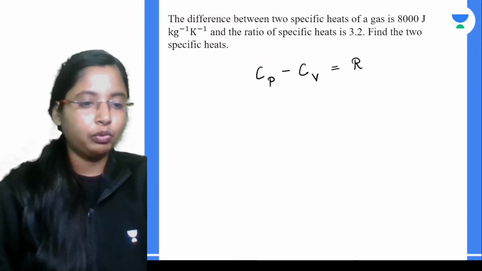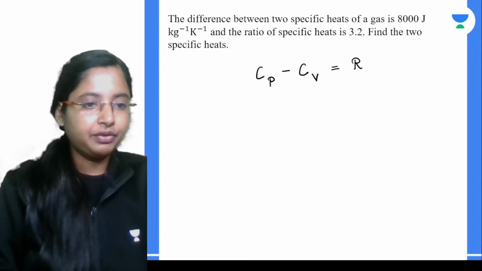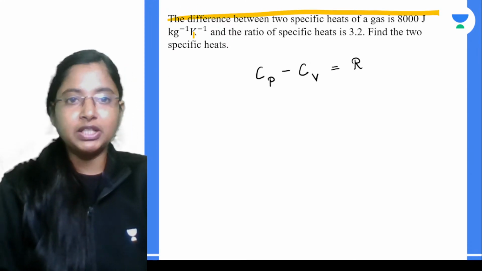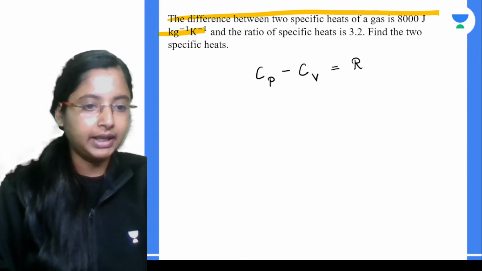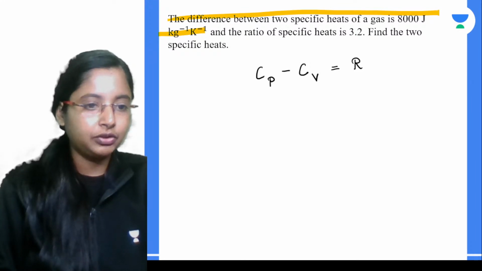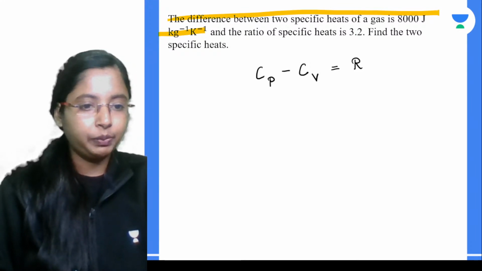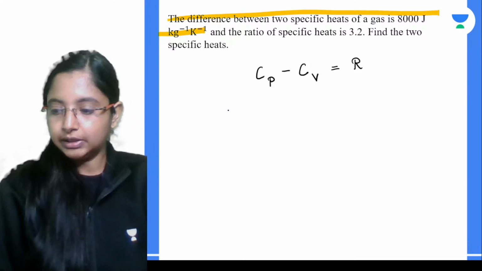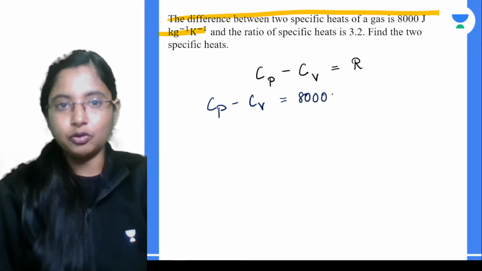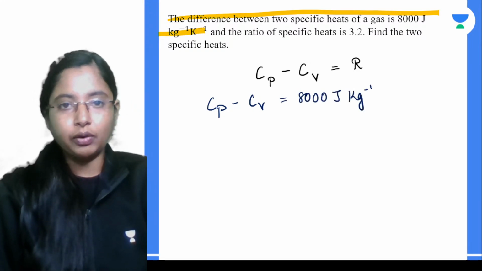They have given, let's write what they have given. What is the first term they have given over here? They have given us the difference between the two specific heats of the gas. So how do we write that sentence first? Very simple, we can write it as Cp minus Cv, this is what is given in the first sentence. This is given as 8000 joules per kilogram per Kelvin.